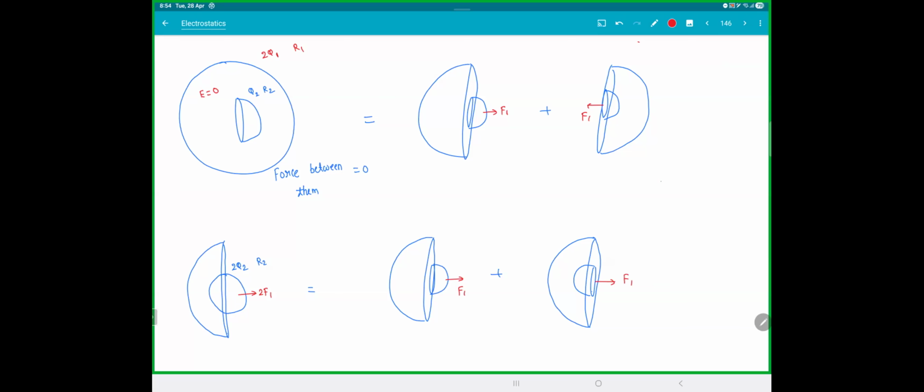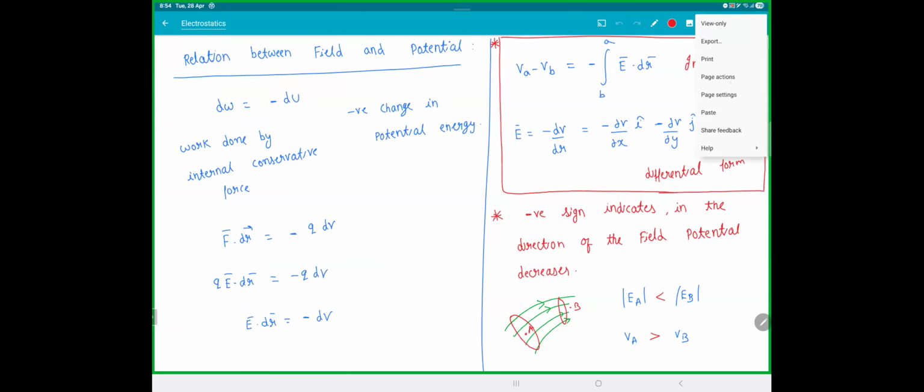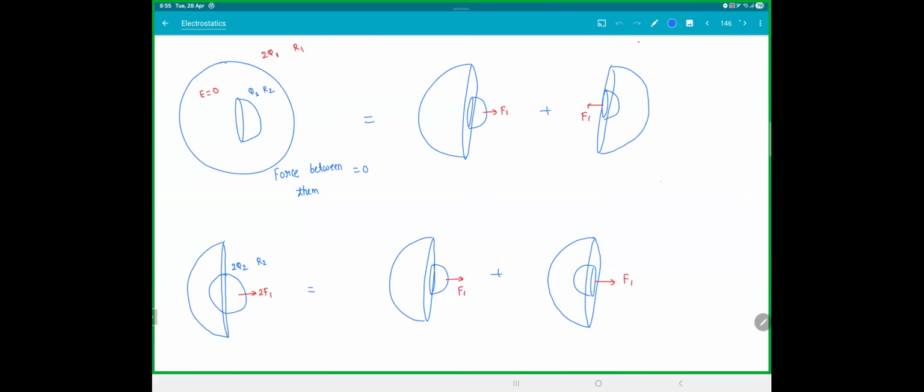Understood what we did? We made one thing full and we made the other thing full and then we just compared them. So you just need to find the force between these two. Fair enough, I can do that. So I'll take the full guy. I'll take this one. Now, this guy is 2q2 and r2.